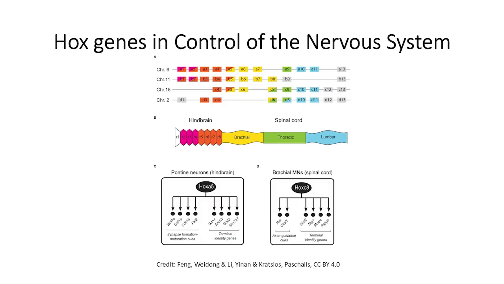In C, the focus is on pontine neurons in the hindbrain, resulting from HOX A5 activity. HOX A5 controls the migration of neurons that occurs during embryonic development of the hindbrain.